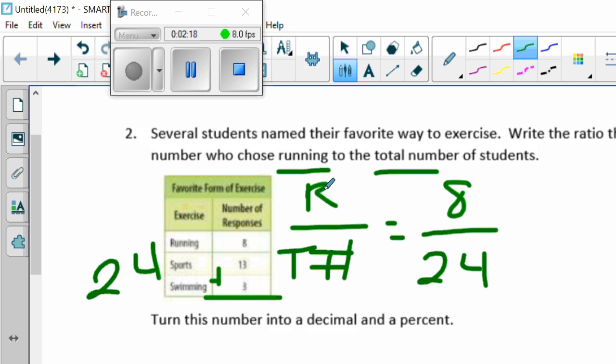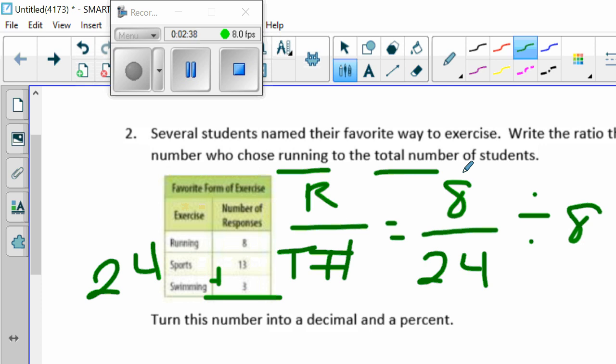So now I need to simplify this fraction. Think of a number that can go evenly into 8 and 24. There are several of them. I'm going to choose the largest, which is 8. If you choose a smaller one, you're going to have to simplify again. 8 divided by 8 is 1. 24 divided by 8 is 3. So I know my ratio of running to total is 1/3.